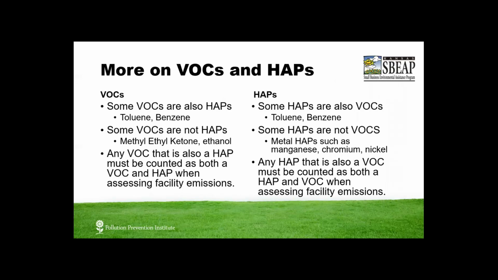An added level of complexity in regards to VOCs and HAPs is that some VOCs are also HAPs, but not all VOCs are HAPs. Additionally, some HAPs are VOCs, but not all HAPs are VOCs. This is an important aspect to remember when calculating the PTE, or actual emissions, of the facility. Any VOC that is also a HAP must be counted as both a VOC and a HAP, as well as any HAP that is also a VOC must be counted as both a HAP and a VOC when assessing facility emissions.